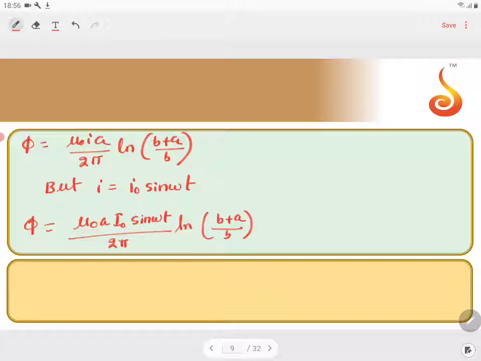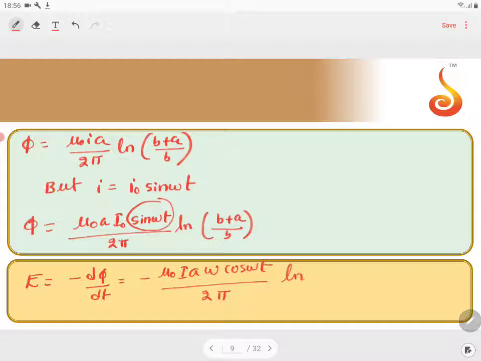Now to get the induced EMF, we have to take the negative first derivative of this flux. Here only sin omega t you can differentiate. The derivative of sin omega t is omega cos omega t. So this is equal to minus mu naught I naught a omega cos omega t divided by 2 pi, ln of b plus a divided by b. So this is the required answer.